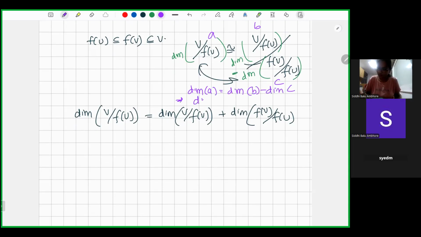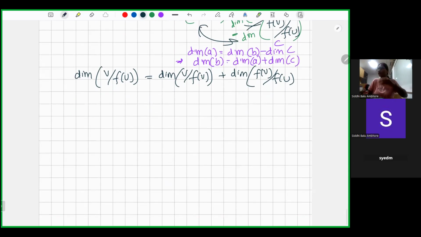So that's what we are doing. The dimension of b is the dimension of a plus the dimension of c. That's what we are doing here, and that's what it means. I hope you understood what I'm trying to do here.